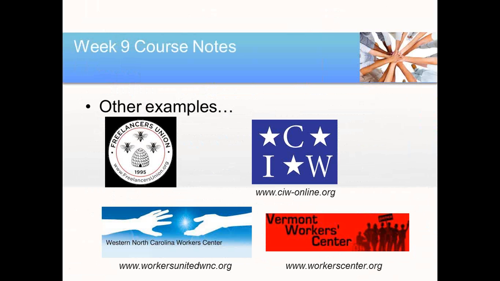The Coalition of Immokalee Workers, and I hope I'm saying that right, they're basically ethnic farm workers in southern Florida that grow a lot of tomatoes, as an example, for everything from Pizza Hut to Taco Bell and others. And they do a very different form of organizing.